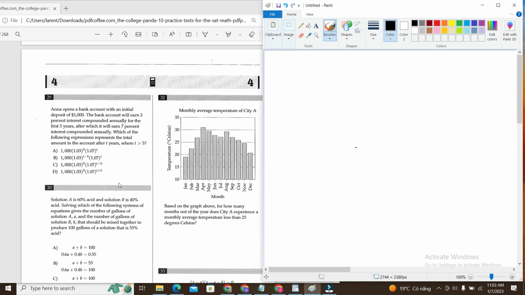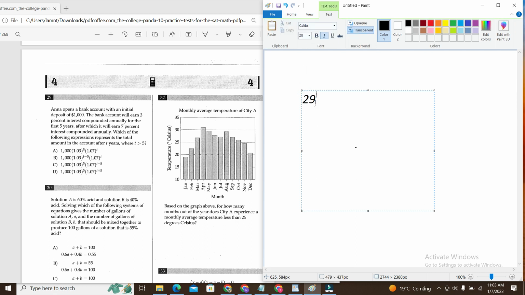Do questions from 29 onwards. Okay, 29. I now open a bank account with an initial deposit of $1,000. So initially we have $1,000. Just write it down.